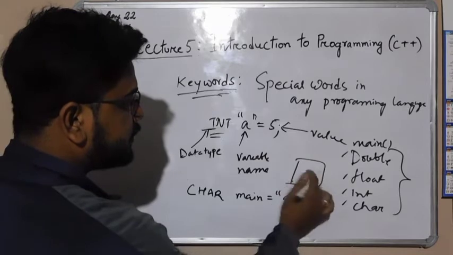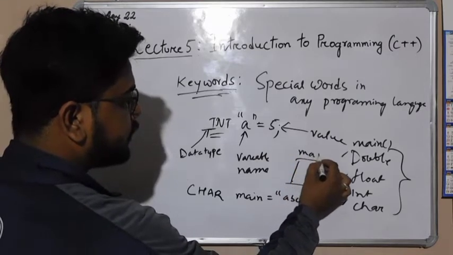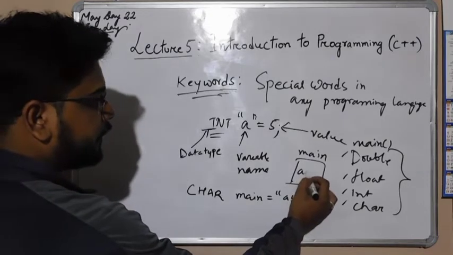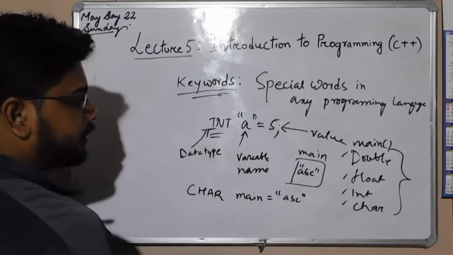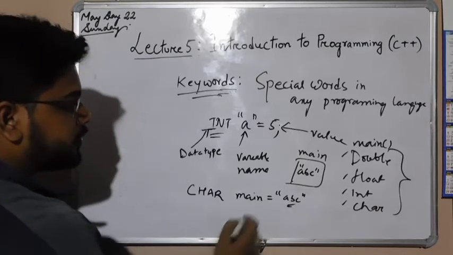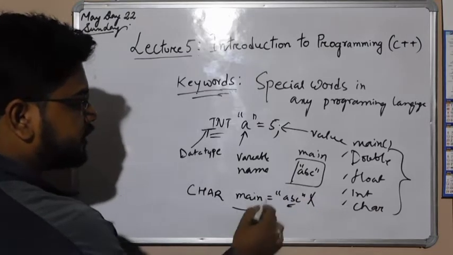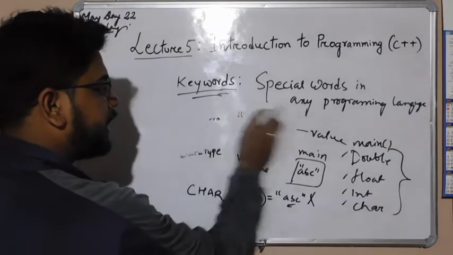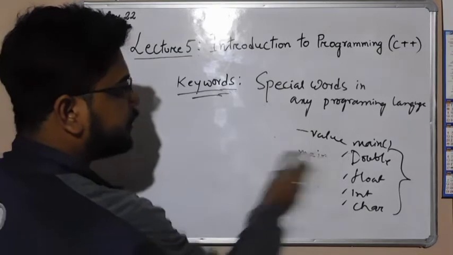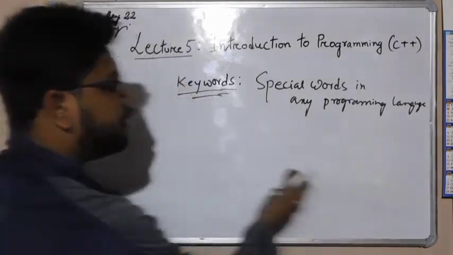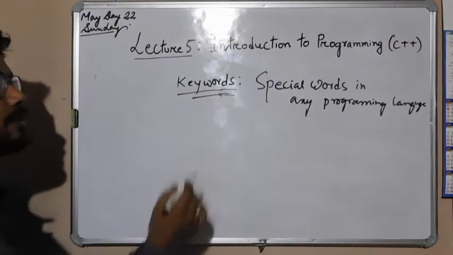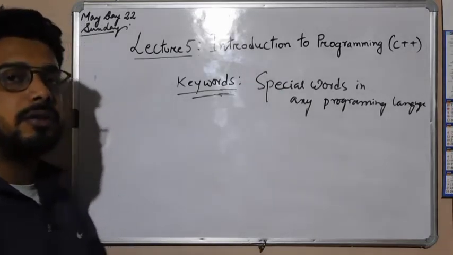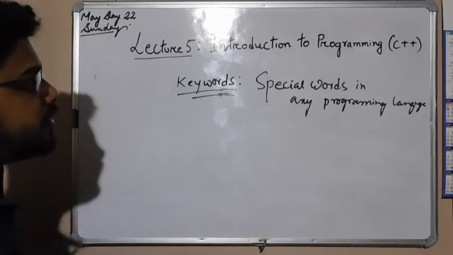Now this cannot be used. This is a variable that you have created as character type and it is holding the value ABC. That is a string, right? So it is not valid. Why? Because main is a keyword. You cannot use keywords for making any variable name or any other function. Okay, it will do whatever. These keywords are meant for some specific function and you cannot use them otherwise according to your wish. Okay, so I hope keywords are clear.